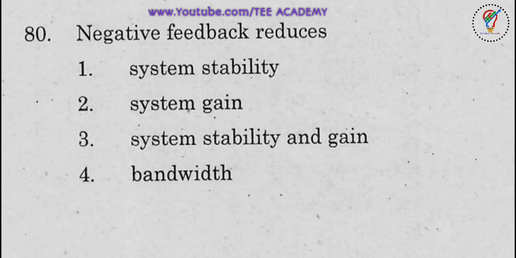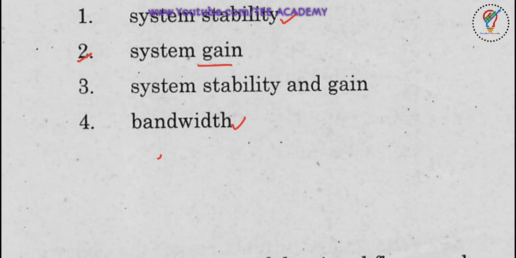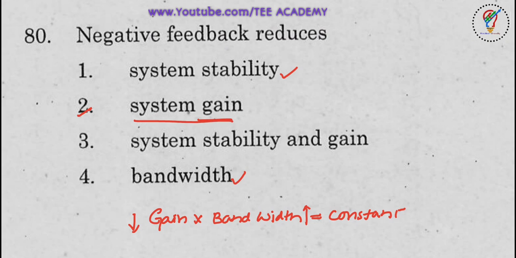The negative feedback is going to reduce only the system gain, but it improves the system stability and it increases the bandwidth. How to remember this, sir? Remember, the negative feedback reduces the system gain, and we know that the product of gain and bandwidth is nothing but a constant. So as the gain decreases, automatically the bandwidth will increase. So the answer for this question is that the system gain reduces by negative feedback.